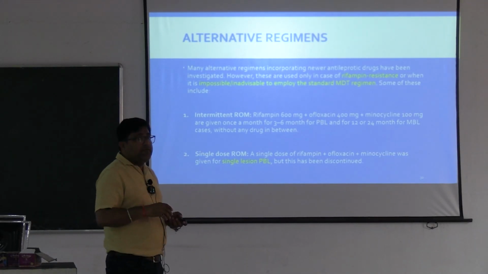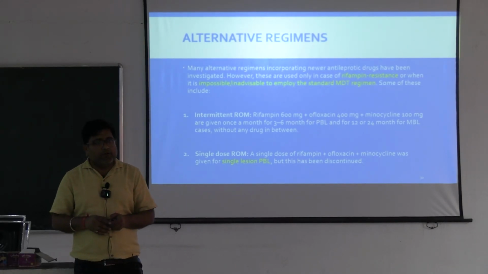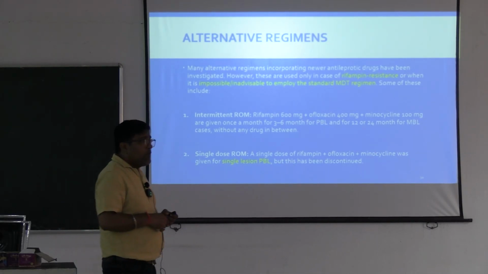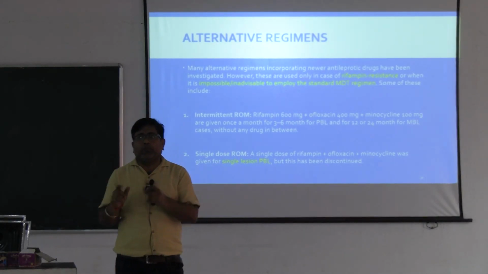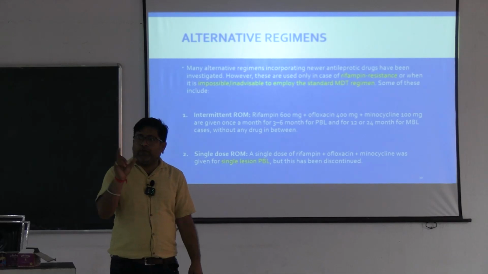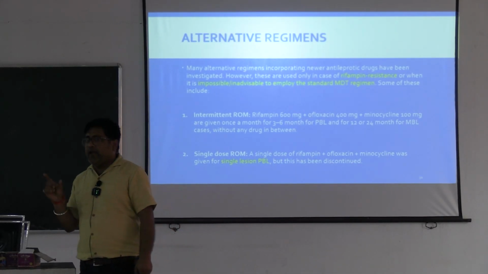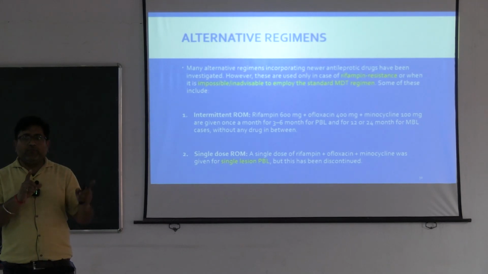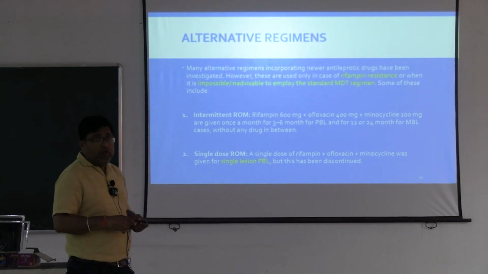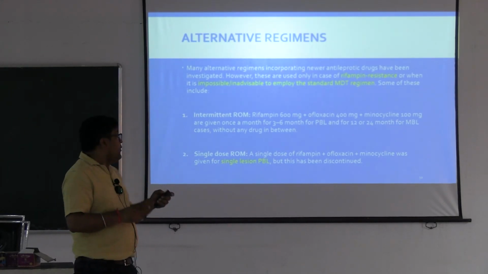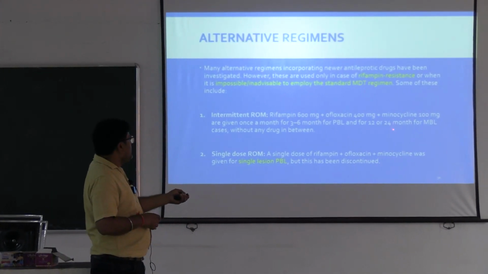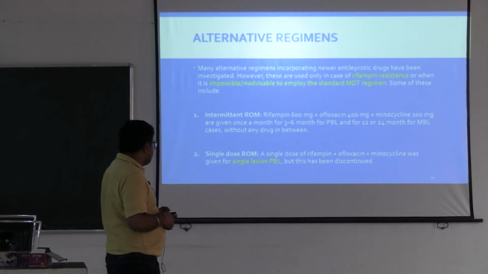Now, many alternative regimens are also available for the treatment of leprosy, particularly where rifampicin resistance is seen or in patients where the standard multi-drug therapy cannot be used. Number one is intermittent ROM. ROM stands for R for rifampicin, O for ofloxacin, and M for minocycline. We use rifampicin 600 mg, ofloxacin 400 mg, and minocycline 100 mg once monthly for 3 to 6 months for paucibacillary leprosy and for 12 to 24 months for multibacillary leprosy.